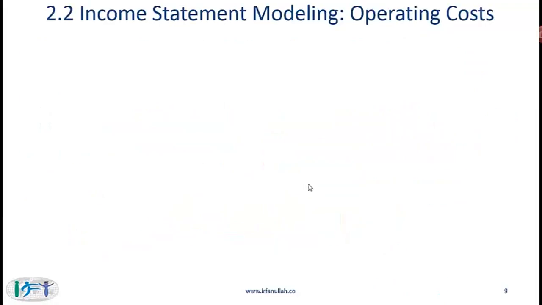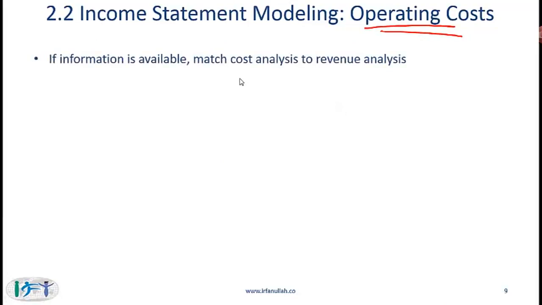So what we have done so far is learnt about how to model the top line. Now we come down the income statement and we'll talk about operating costs. We'll make a few high-level remarks and then we'll go into the subset of operating costs. If information is available, try to match your cost analysis with your revenue analysis. In other words, if you are doing your revenue analysis based on different geographies, then try to match your cost to each geography. If your analysis is based on business segment, then try to match your cost with each business segment. But what's the problem with that?